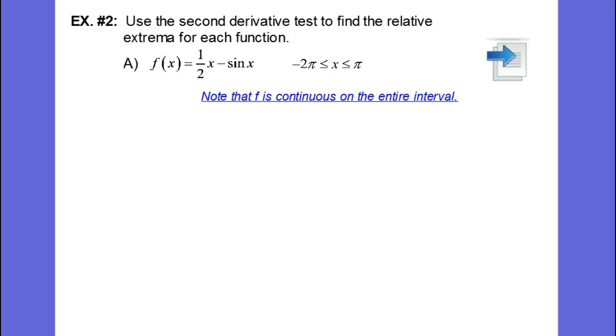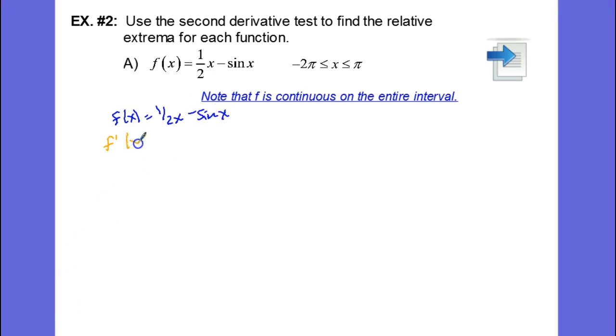Alright, in example 2, they've asked us to use the second derivative test to find the relative extrema for each function. So they've given me this interval from negative 2 pi to pi, and they've asked me to locate local minimums and maxima. So let's begin by taking the first derivative. So we have f of x is 1/2 x minus sine of x.